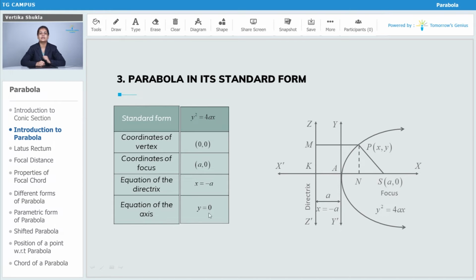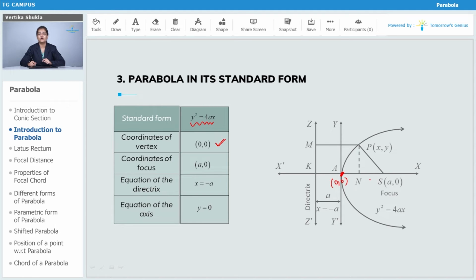So the point of intersection of the parabola and the axis was known as the vertex. If you see in this standard parabola, the equation in this case is y square is equal to 4ax. So when the standard parabola is given to you, you can very well see from the graph that this point is the vertex because it is the point of intersection of the axis and the parabola. This point over here is 0, 0. So the coordinates of the vertex in this standard parabola are 0, 0.